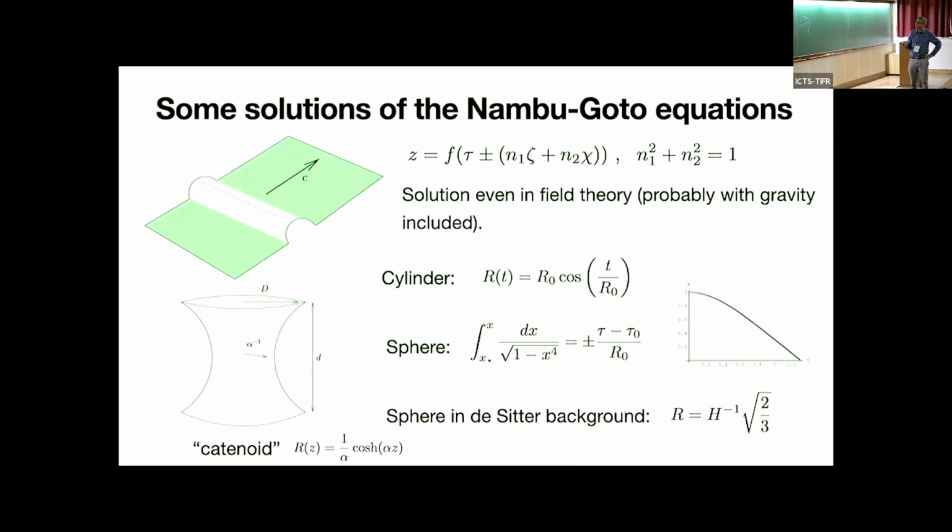Then, of course, you can have domain walls that look like cylinders, and so that would be a solution for a cylinder.